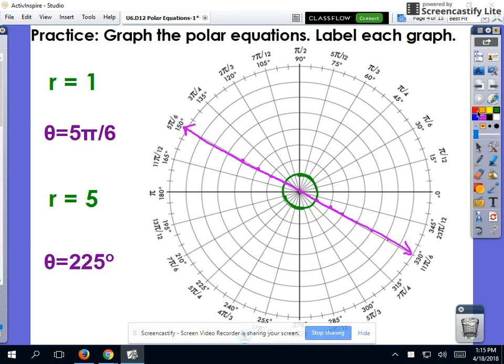For the next one, let's do, I guess in green as well, r equals 5. That would be the circle. 1, 2, 3, 4, 5. And then for 225, where is 225? It is down here. So we're going to be able to draw this line all the way through. Remember, the other side of the pole is used for the negatives. Negative radii.